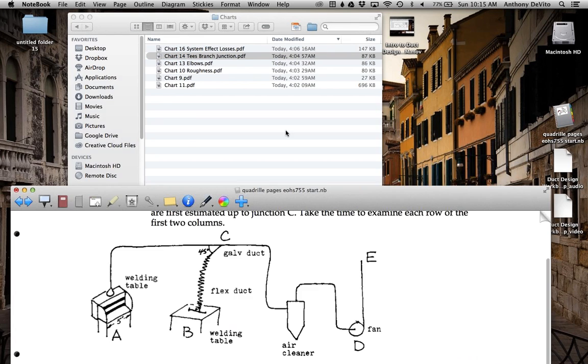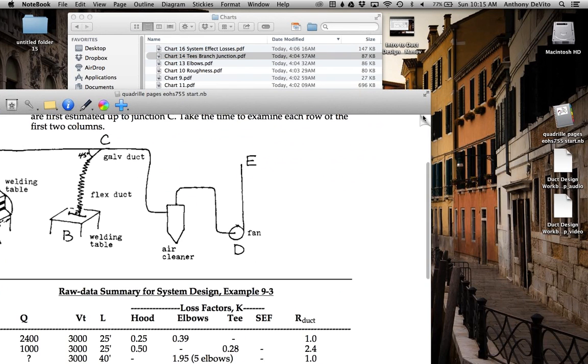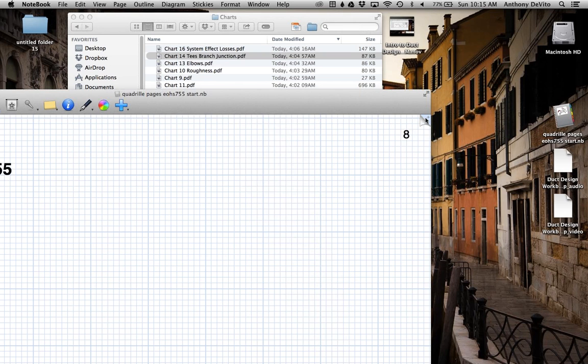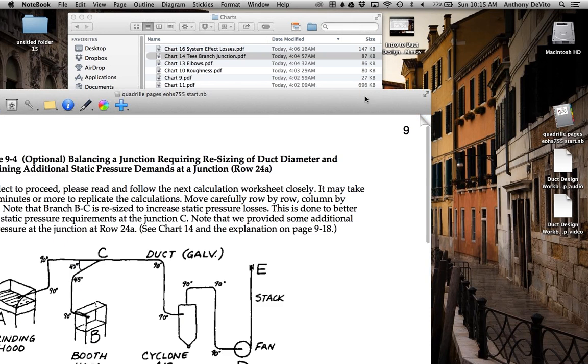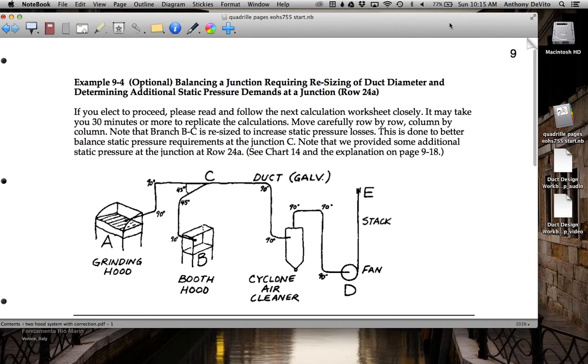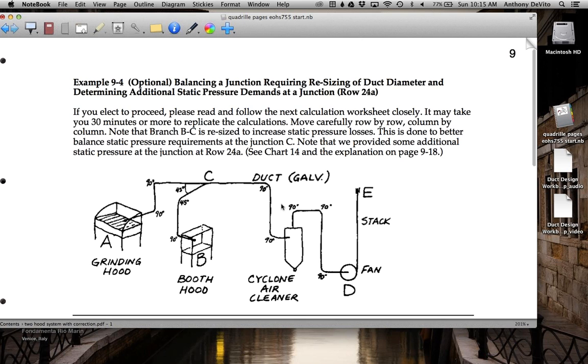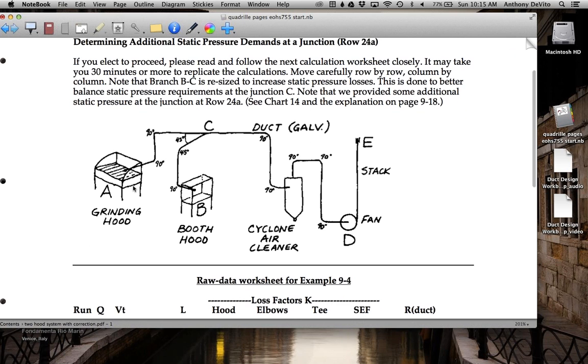And I'm going to go to the next hood. This one's going to add a layer of complexity, and you'll see why. If you have a simple system, you may not run into this issue. So here's our system again. A little bit different. It's a grinding hood of some kind. I don't know exactly what it's supposed to look like. A booth hood. We have 1, 2, 90-degree elbows between A and C.